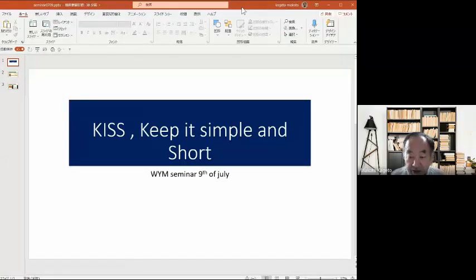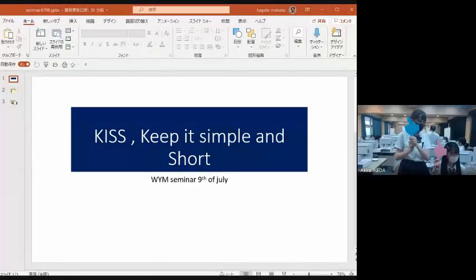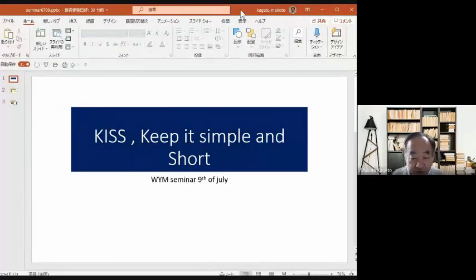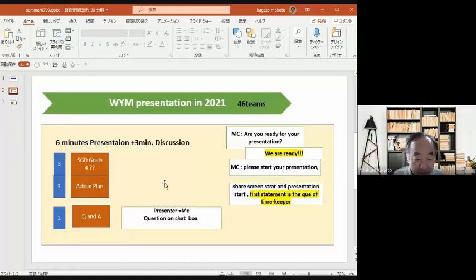Okay, can you see? Yes, we can see. Okay, and the student from the Higashi High School, thank you for asking. Yeah, and okay, this is the relation between the Q&A session and your presentation.